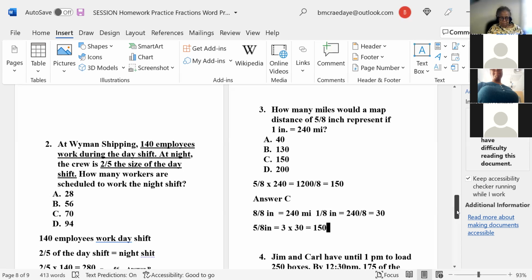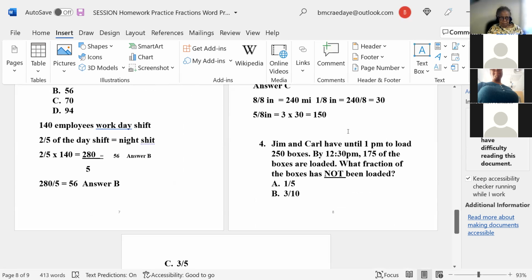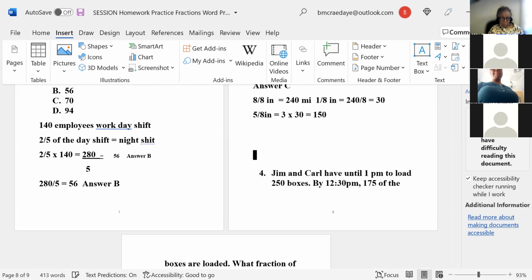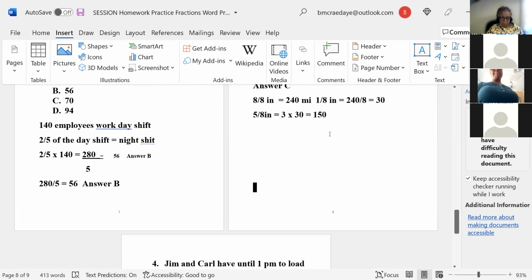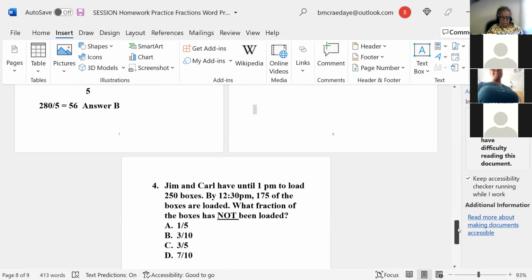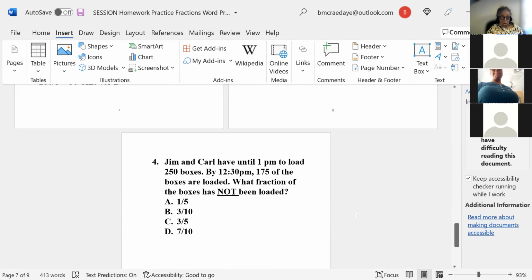Okay, let me bring it up. And put it all on one screen. How did I do this one again? Okay. Jim and Carl have until 1 p.m. to load 250 boxes. By 12:30 p.m., 175 of the boxes are loaded. What fraction of the boxes has not been loaded?